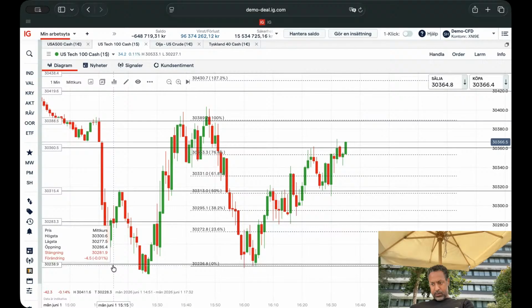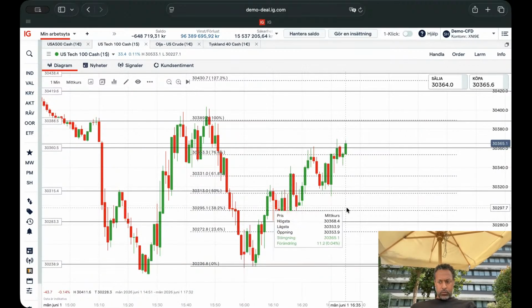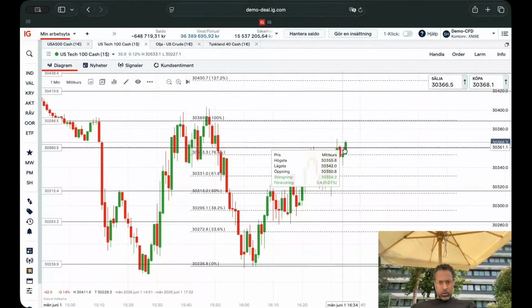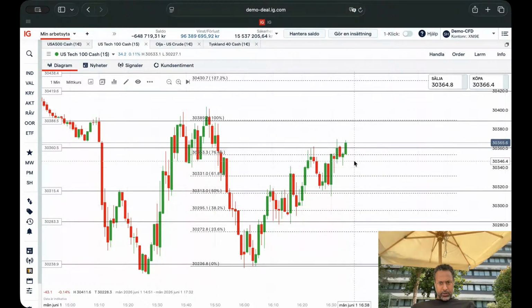Here we can take it on the way for long. So now we hope this one will continue up. We'll give this a little bit of room. Or maybe not. Let's see.